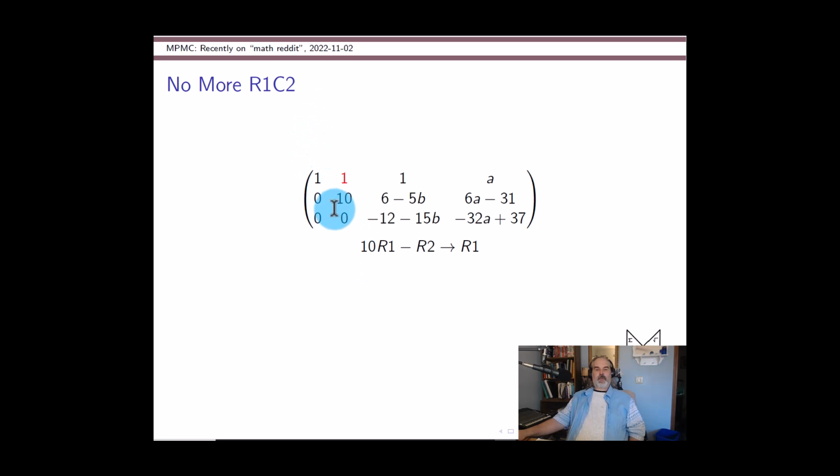All right, continuing with Gaussian elimination, we've cleared out below the diagonal. Now it's time to clear out above the diagonal. So now we want to take out this red 1.